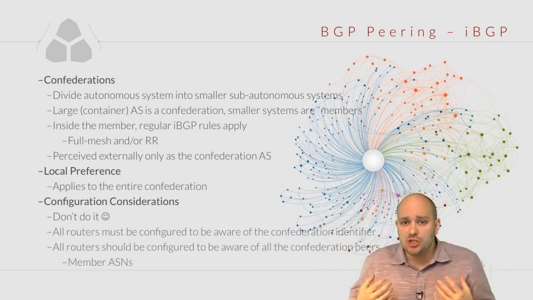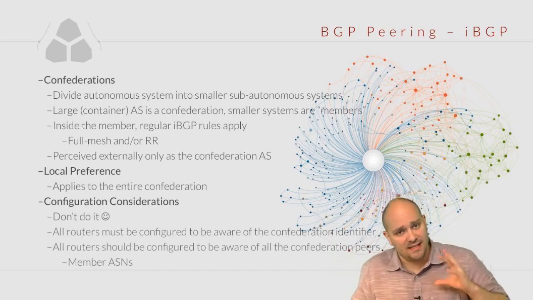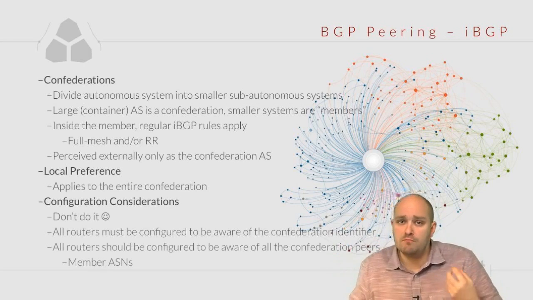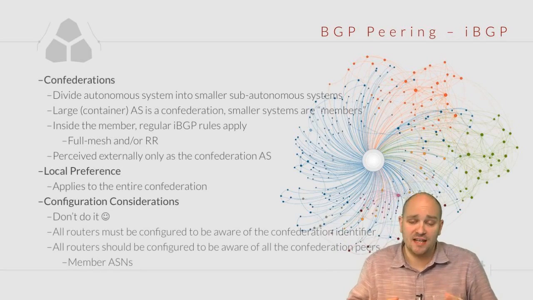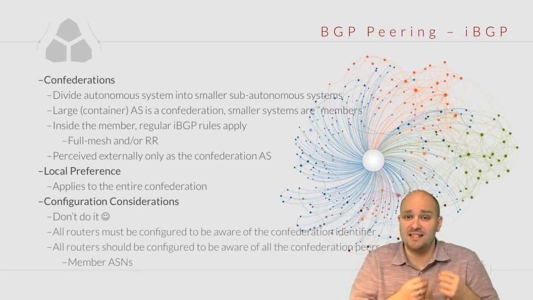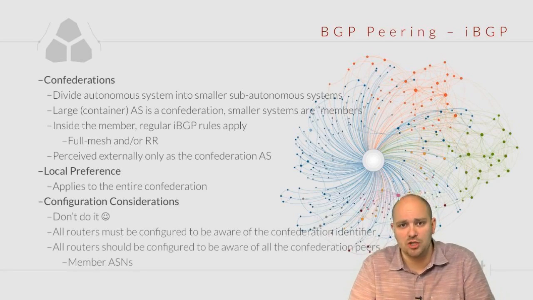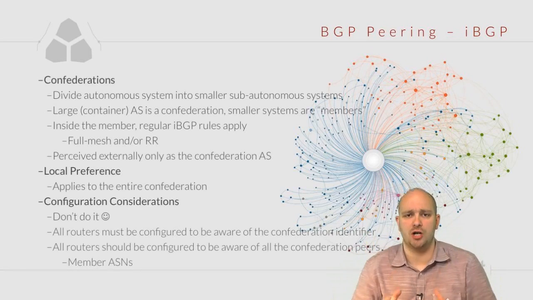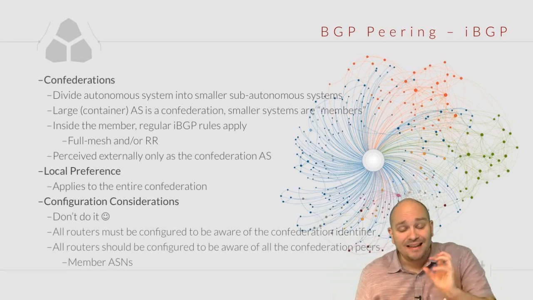In other words, the outside world is not going to see the complexities, is not going to see all the members of the large autonomous system. It's not going to see all the members and the sub-autonomous systems of the confederation. It's going to see one large autonomous system.